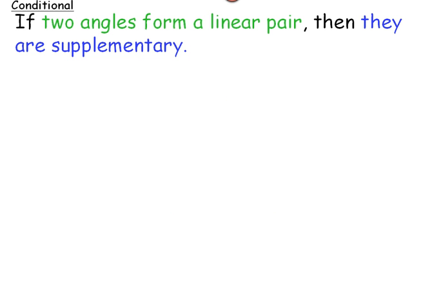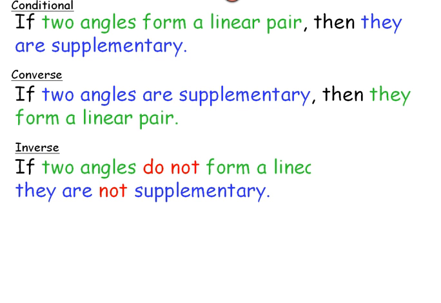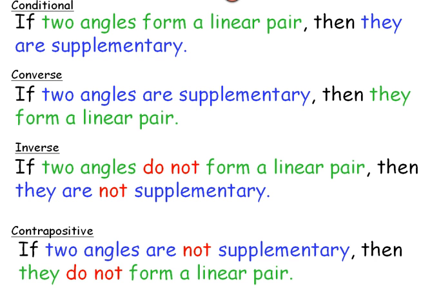Here's some more examples, a different statement here. If two angles form a linear pair, then they are supplementary. Here's the converse of that. If two angles are supplementary, then they form a linear pair. Notice the hypothesis and conclusion were just switched around. Here's the inverse. If two angles do not form a linear pair, then they are not supplementary. Here's the contrapositive. If two angles are not supplementary, then they do not form a linear pair.